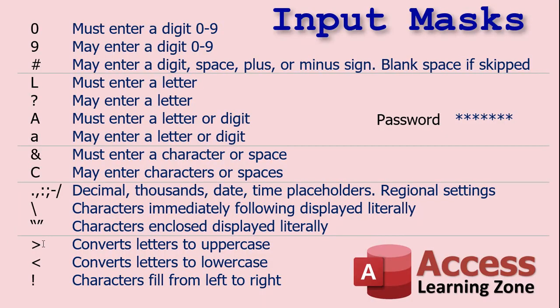That's the next one. All right, where are we at? Here's quotes. All right, characters enclosed are literally displayed. Then you've got greater than and less than, which converts to uppercase or lowercase. And then the exclamation point says characters fill from left to right instead of going right to left.